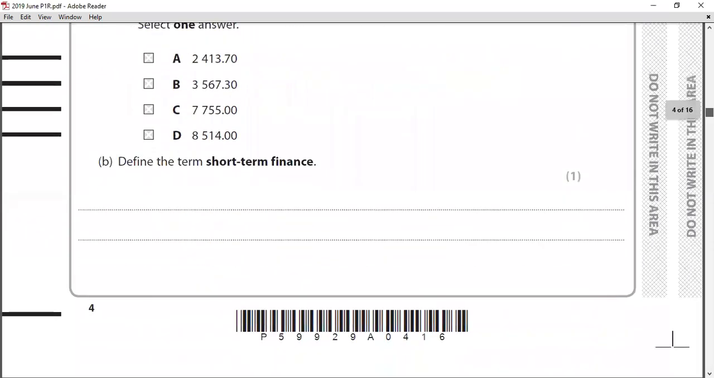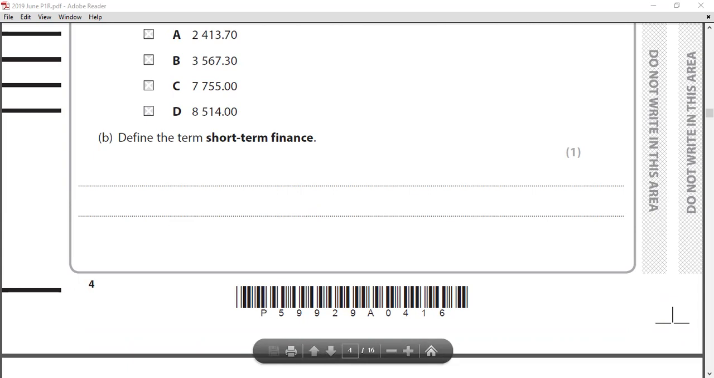Define the short-term finance. Short-term finance definition, you don't need any application to write. Just write short-term finance means any amount of money, any source of finance that is taken for less than one financial year or less than 12 months, right? So the 12 months thing should be there. In the marking scheme also it says that the money borrowed must be paid back within 12 months. It is a short-term finance, right?